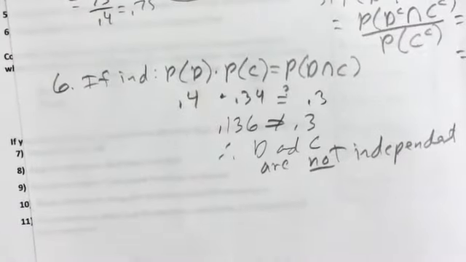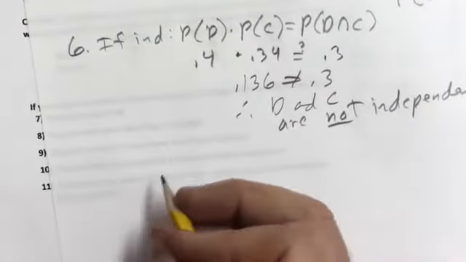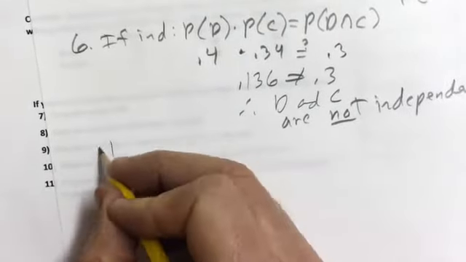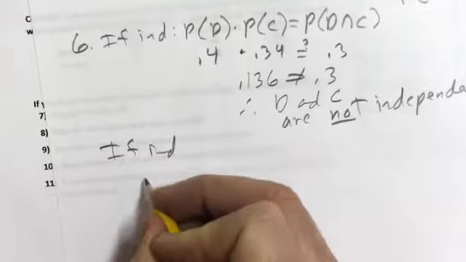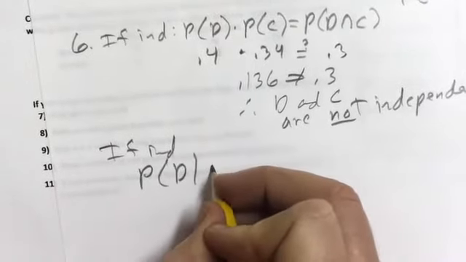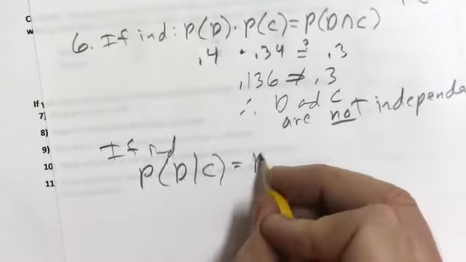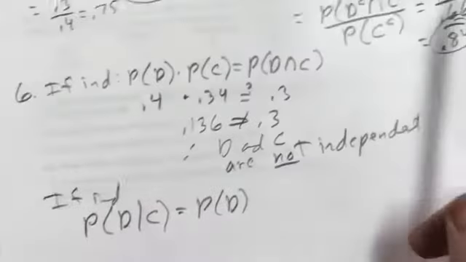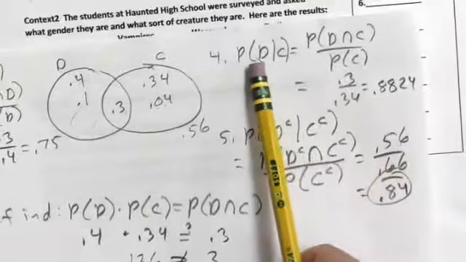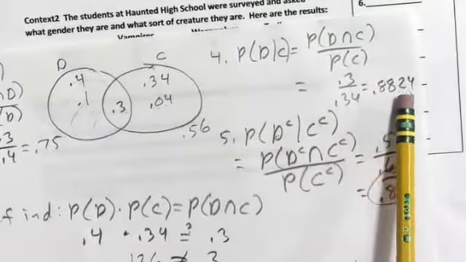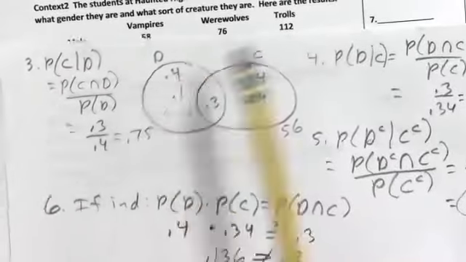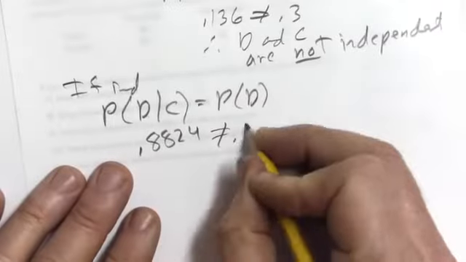The other way of showing independence is to show that a conditional probability is equal to just the first thing. So if they're independent, the probability of D given C is just going to be equal to the probability of D. Doesn't matter whether C occurs or not, the probability of D stays the same. Well, D given C, we found that to be 0.8824. And the probability of D being in the dance class is 0.4. That is not equal to 0.4.